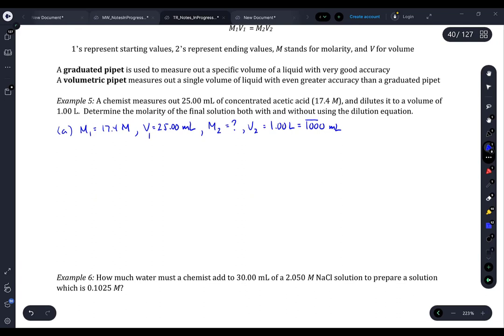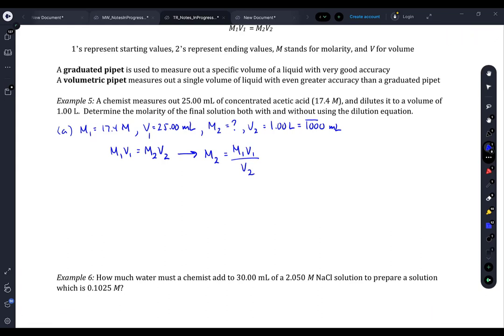Okay, so we're going to do some algebra. M1 V1 equals M2 V2. Who do we want by itself? M2, right? So you're going to divide both sides by V2, and you will get M2 equals M1 times V1 over V2. Correct? Good. It's always better to do your algebra in letters first before you stick numbers in. You're less likely to make rounding errors or errors in general.